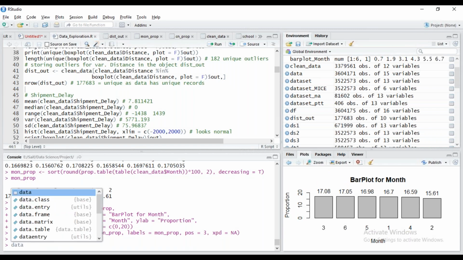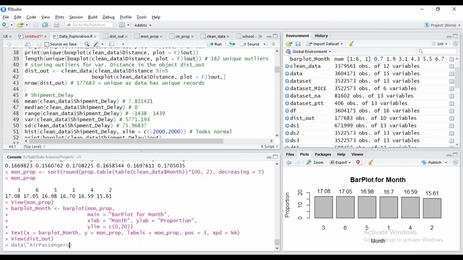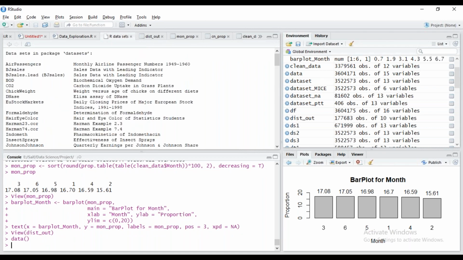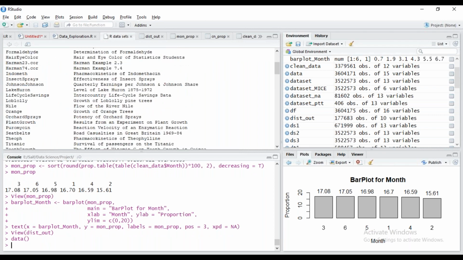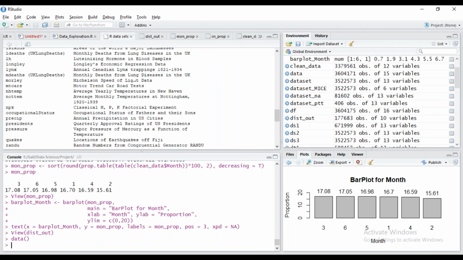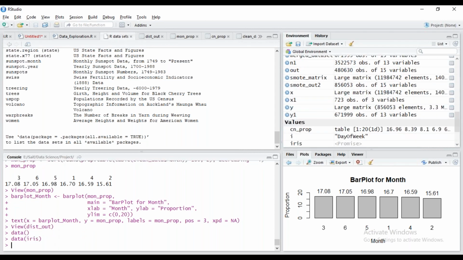So if you run the data command, I'm sorry about that, it's already selecting passengers. You get to see these are the data sets. These are the names of the data sets that you have in R. You can select any of the data sets and start working on it. For example, if I do data of iris, iris is the name of the data set. It gets invoked in R by the name iris.